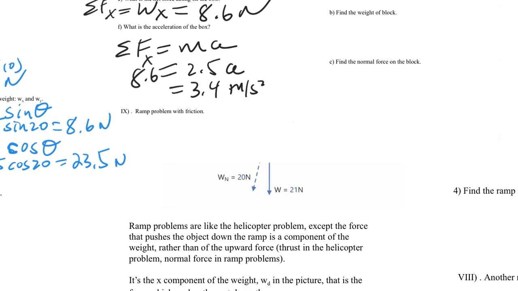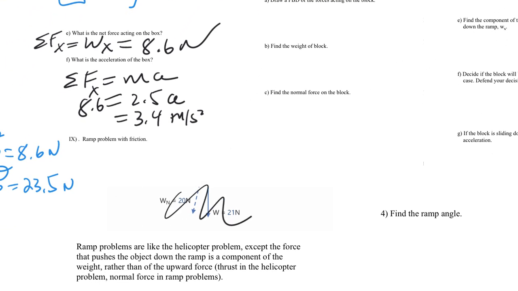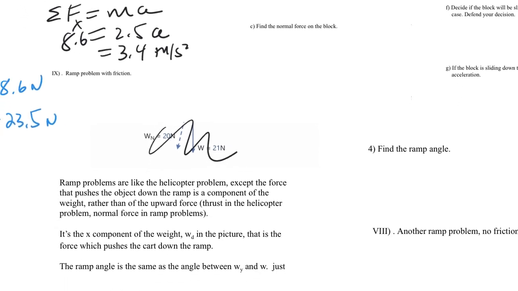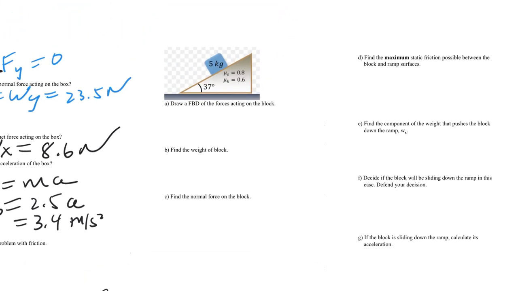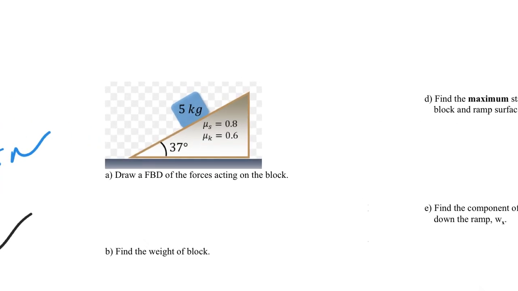Okay, so what if you did have friction? Okay, I don't know why that came up. So what if we have friction? I don't know if this is static or kinetic friction, but they gave us both coefficients. So draw a free body diagram. Well, let's do it here first.